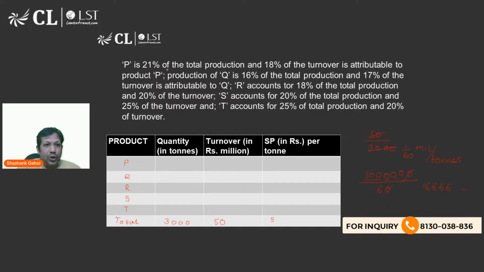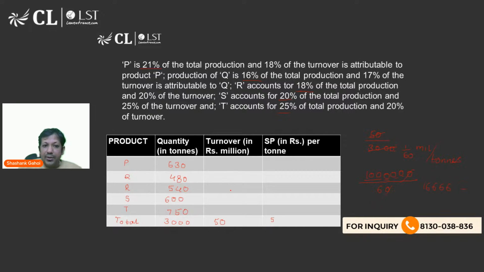21% of total production is going to be 630. So that is P. Then Q is 16%. So 16% of this is going to be 480. Done. Then R accounts for 18%. So 18% is going to be 540. Then S accounts for 20%. So 20% is going to be 600. And T accounts for 25%. That is 750. So this is the quantity in tons.